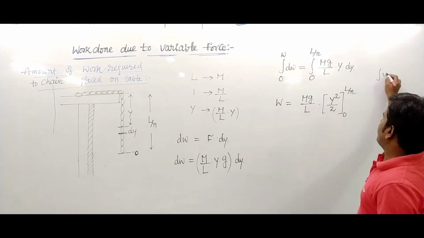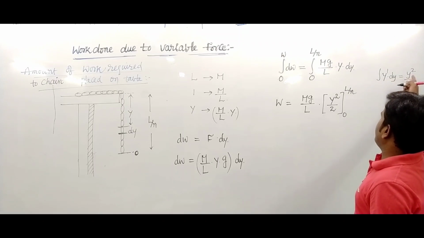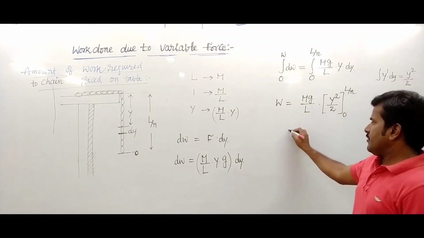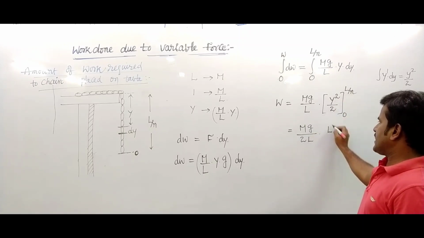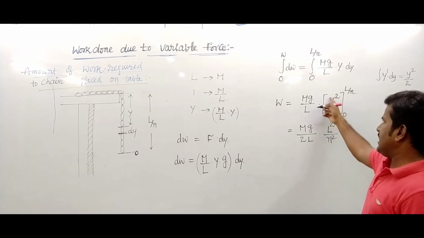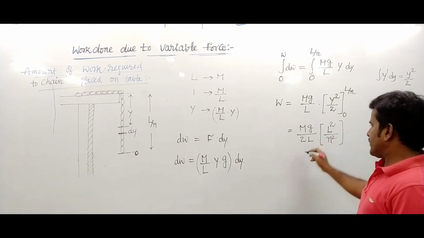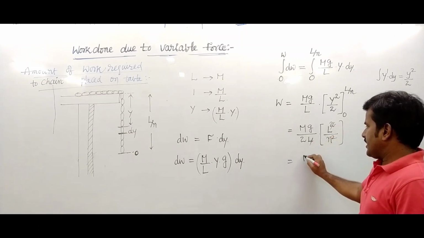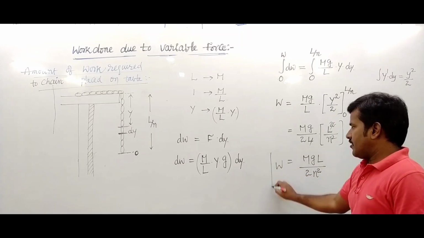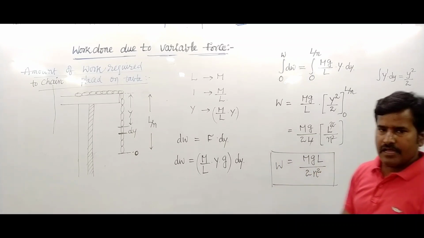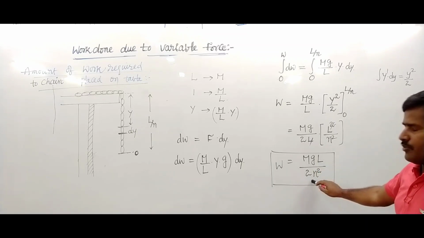So the integration of y dy is y square by 2. Its value becomes work equals mg upon 2L into y square, which is L square upon N square minus 0 square, that is 0. So this is L square by N square. After simplification, one L is cancelled: mgL upon 2N square. This is the work done. How much work is done here? To place the chain back on the table, the work done equals mgL upon 2N square.